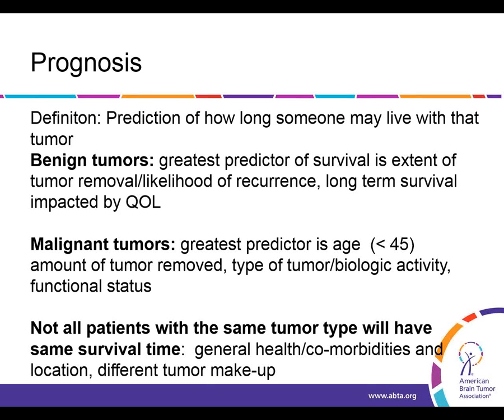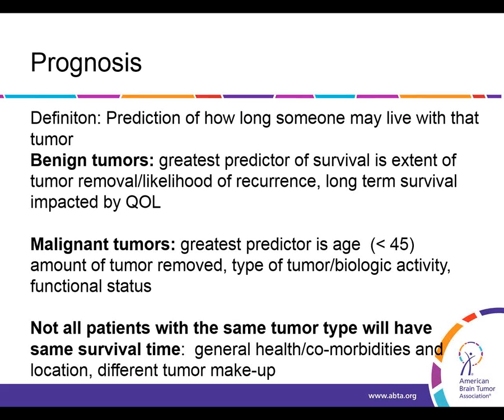Prognosis is the prediction of how long someone may live with a tumor. In the case of benign tumors, prognosis is based on how much the tumor is removed. The more tumor that is removed, the better prognosis. A person may live a long time with a benign tumor, but if it is located in an area that controls speech, vision, movement, or memory, it can impact their life, especially their quality of life.